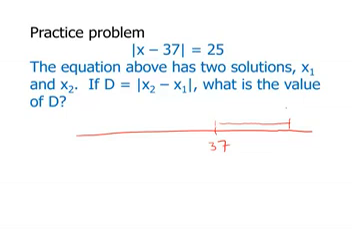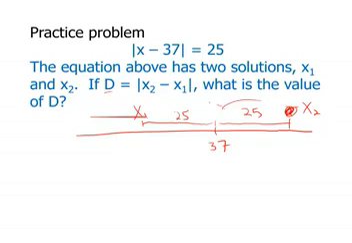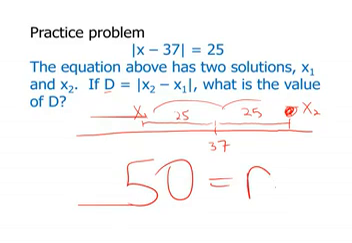So we're going to go up to here. This is some distance of 25. We don't even care about that location. The other is a distance of 25 down here. We don't care about that location. All we know is that this is x1 and this is x2. Well, what's the d? It is the distance between x1 and x2. Well, that is just 25 plus 25, which is 50. And so d equals 50.